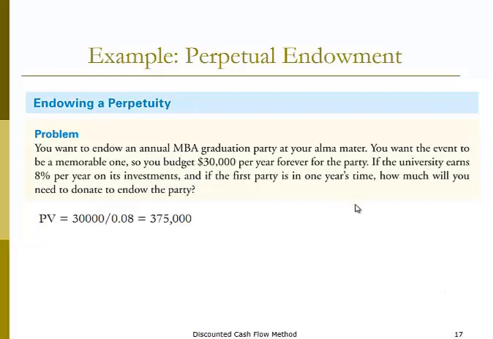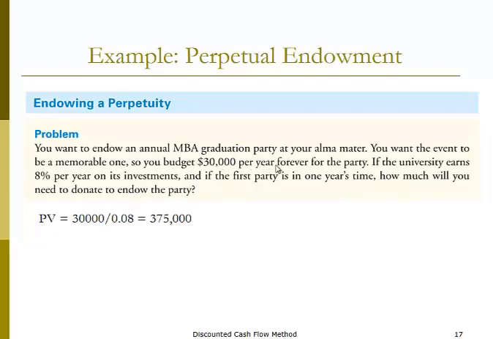Here's another example. Think about an endowment. You want to endow an annual MBA graduation party at your alma mater. You want the event to be a memorable one, so you budget $30,000 per year forever for the party. If the university earns 8% per year on this investment, and if the first party is in 1 year's time, how much would you need to donate to endow the party?